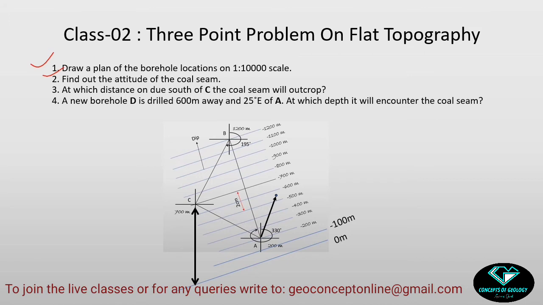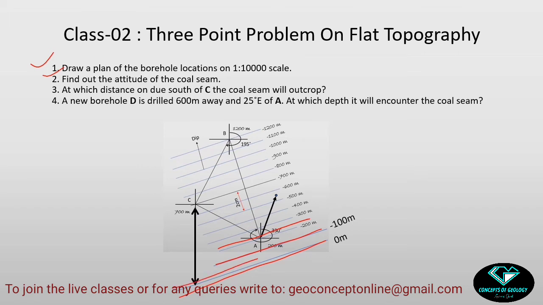So 0 meter line means here I need a borehole which will have a 0 meter depth, and this will encounter the coal seam. That means what? That means the coal seam is already on the surface. So if this is my 200 meter strike line, I will find out the 100 meter and 0 meter strike line. All the strike lines will be the same spacing and they are parallel to each other.